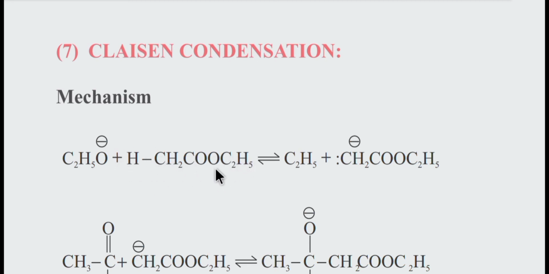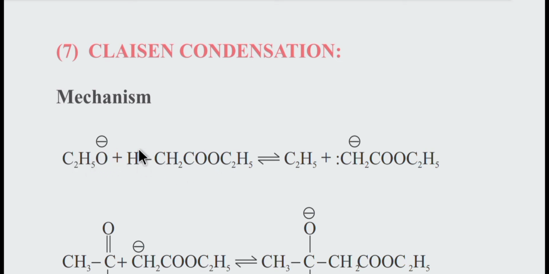Let's start the mechanism. This is the ethanoate group. First of all, this attacking group will act as a base, and it will abstract this proton. When it abstracts this proton, it will form C2H5OH. Here the OH is missing, here it will become OH. Here you can write OH, or when here is OH, it is completely ethyl alcohol. So when H is already present, it is C2H5OH.